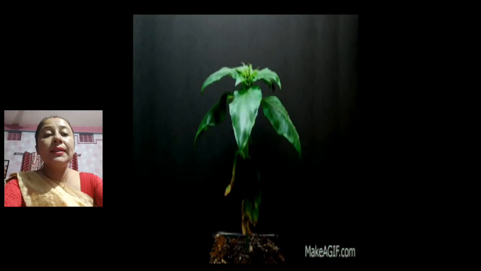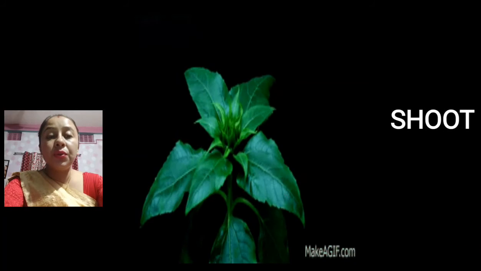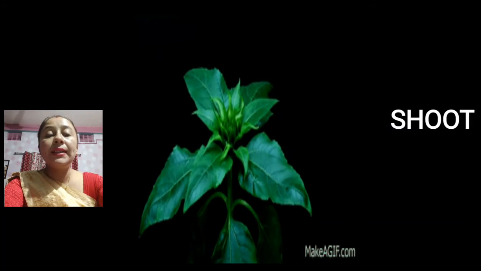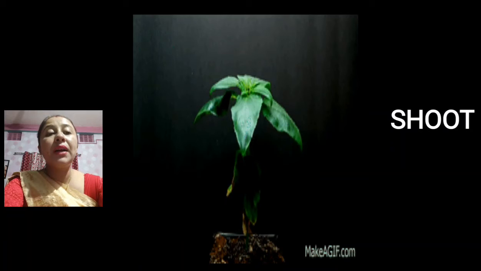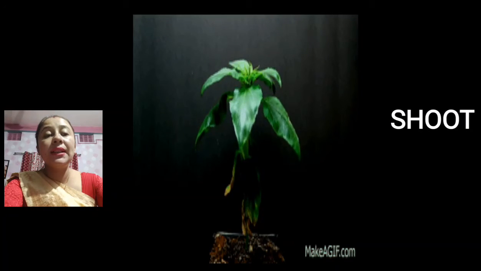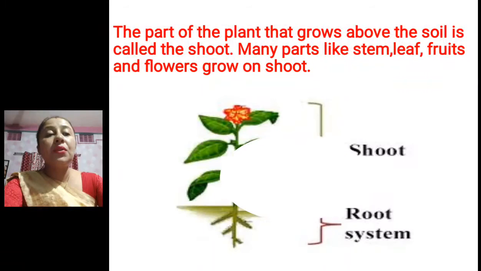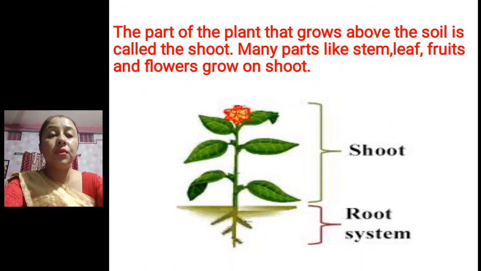Now children, let us see what is shoot. We have learned root, the part of a plant that grows below the soil. Now shoot is a part of a plant that grows above the soil, as you can see in the image. So the part of the plant that grows above the soil is called the shoot. Many parts like stem, leaf, fruits and flower grow on shoot. So whatever parts we see outside in the plants, like stem, leaves, fruits and flowers, they grow on shoot.